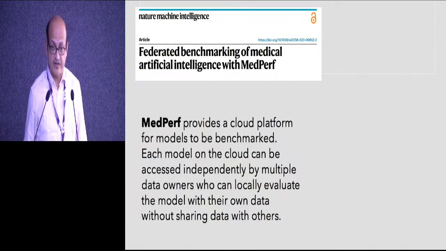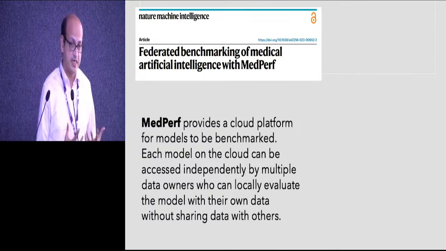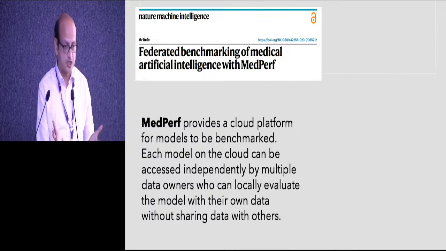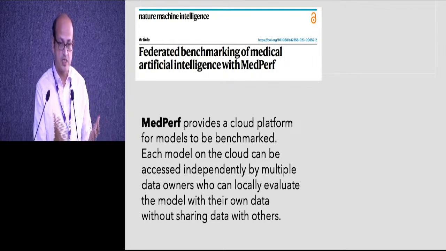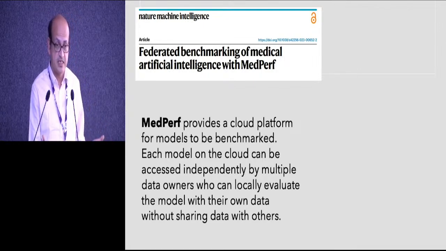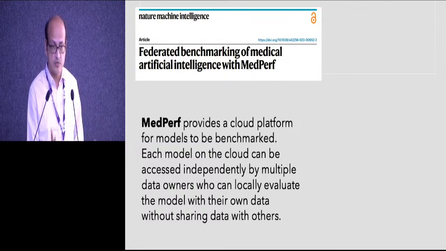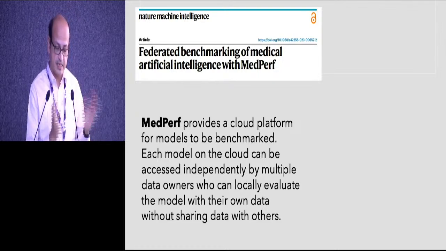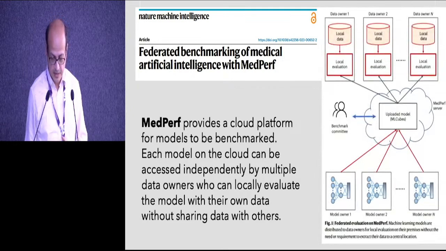And once you have a model, suppose you have created a model, how do you easily test it on data from several hospitals? You can do it by what are known as federated predictions. Like there are federated learning models, there are federated prediction models, and you can host them in servers like MedPerf so that other people can test your models on it.